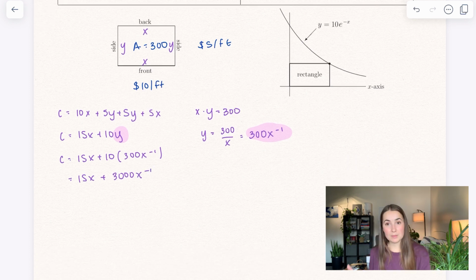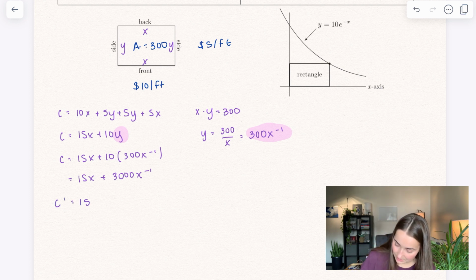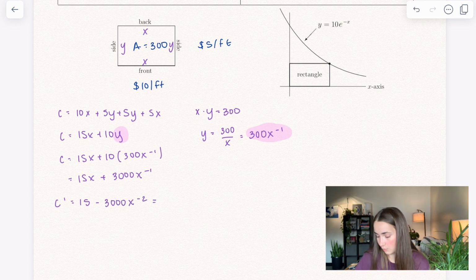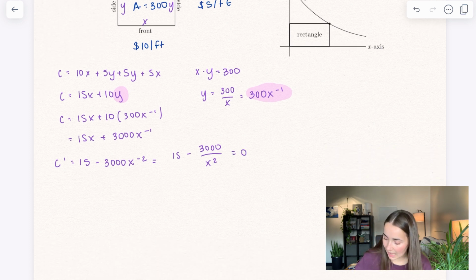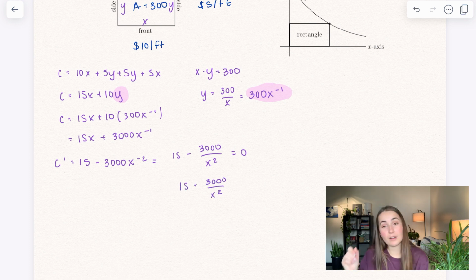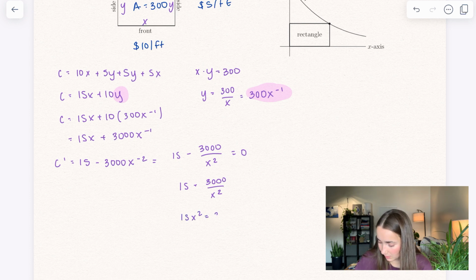So since we're trying to minimize the cost function, let's go ahead and set up the first derivative test. I'm going to go ahead and take the first derivative. So we get 15, and that becomes a minus 3000x to the negative 2. If you wanted, you could rewrite that as 15 minus 3000 divided by x squared. So what we want to do is solve for our critical value, and I'm going to do that by setting it equal to 0. So I'm going to add over that second term. And in order to get the x squared out of the denominator, I'm just going to multiply it over to the other side. So I get 15x squared is equal to 3000.